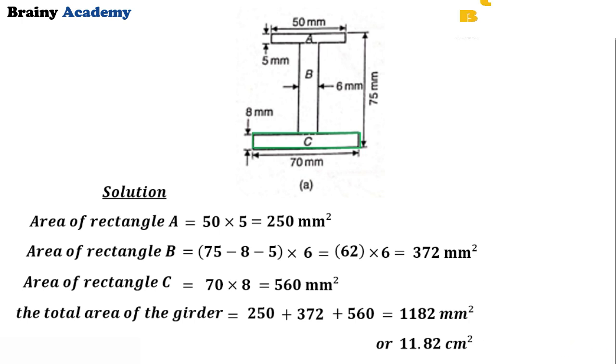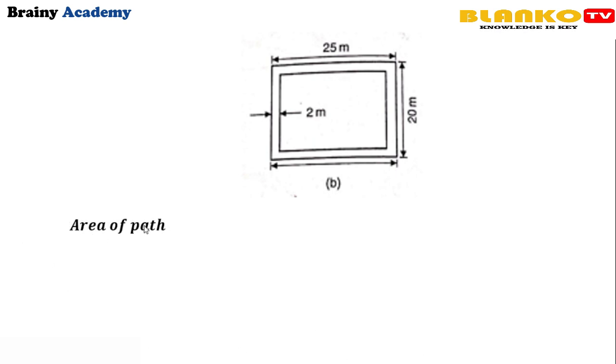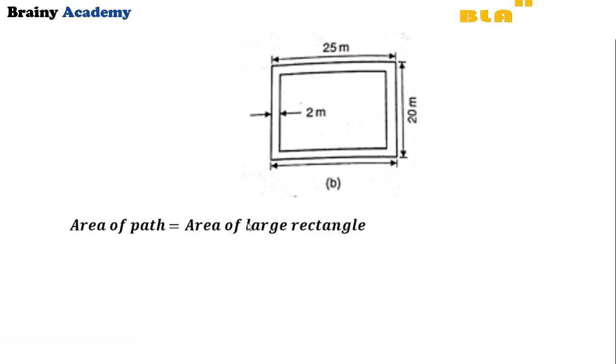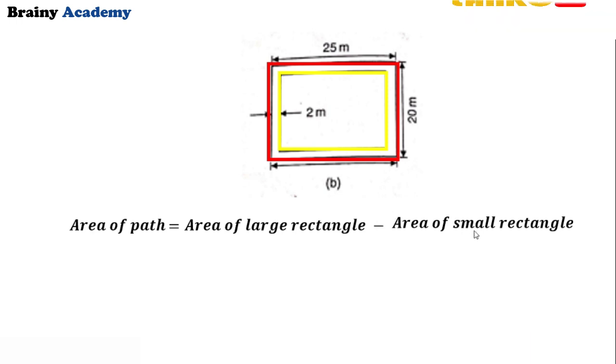I hope you understand. Okay, so let's move on. This is figure B, and we are to find the area of the path. So the area of the path is equal to the area of the large rectangle, which is in the red color, minus the area of the small rectangle, which is in the yellow color. I hope you understand.